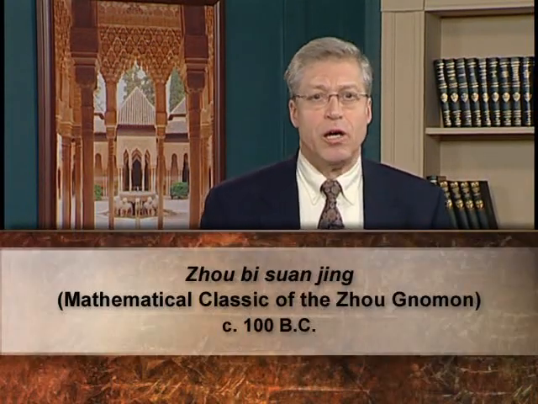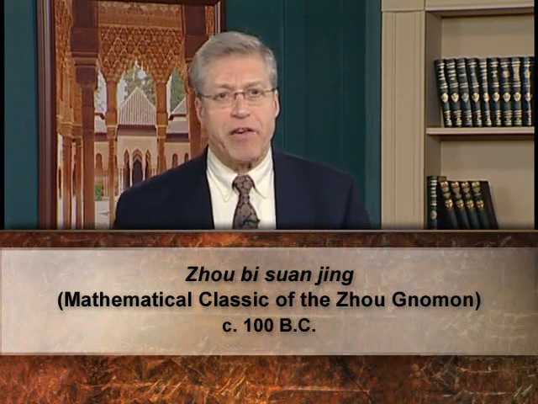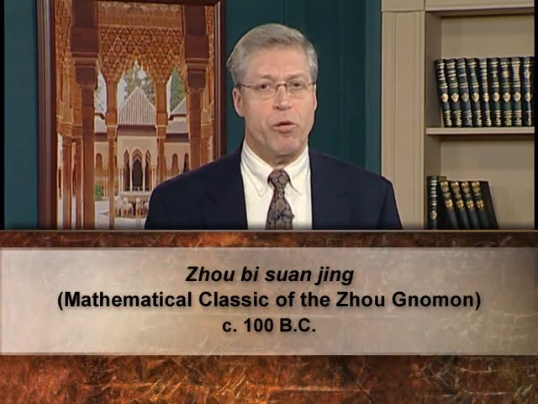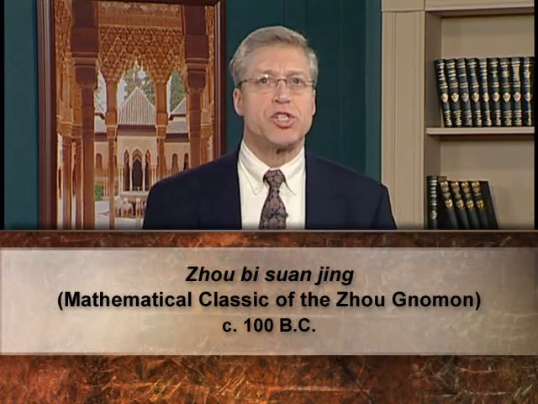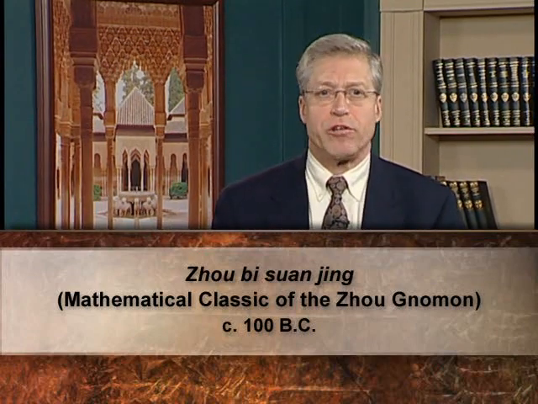We have two manuscripts from this time. The first of these is the Chupei Suanjing, roughly translated as the mathematical classic of the Chu Nomen. And this was written possibly in the 1st century BC. It might go back even earlier than that. And this deals with problems of similar triangles, very much involved with questions of surveying. You find the Pythagorean theorem stated quite clearly in this particular work. There also are methods for calculating square roots.